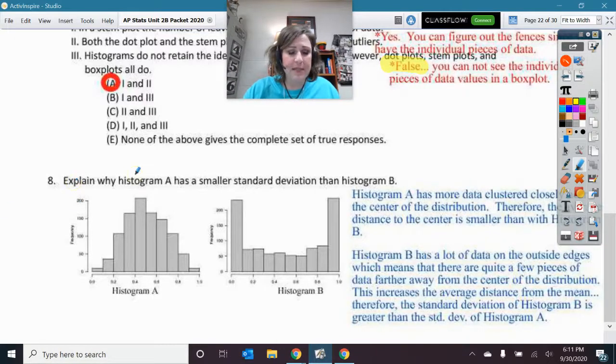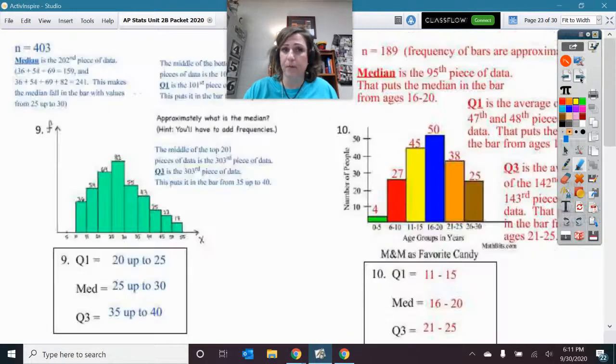All right. Explain why histogram A has a smaller standard deviation than histogram B. Well, simply, histogram A has data more closely clustered around the center, so the average distance from the mean is less. But histogram B has high frequencies, large amounts of data on these outside edges that are farther away from the middle, so that average distance from the mean is greater in histogram B.